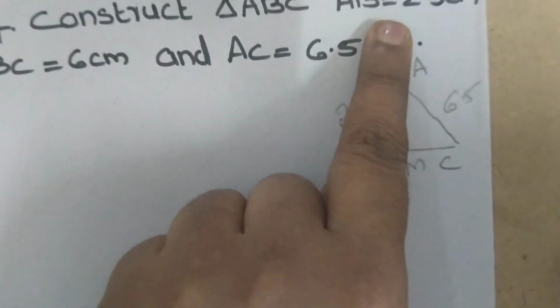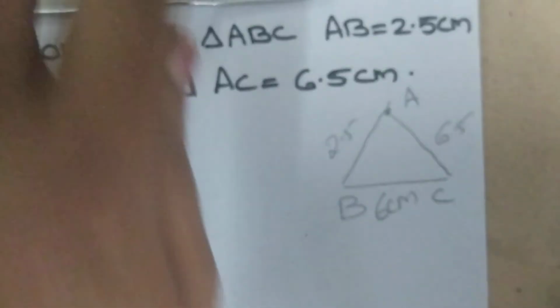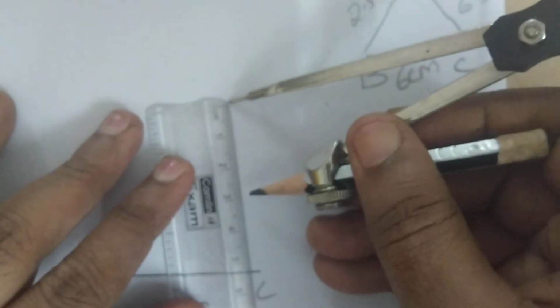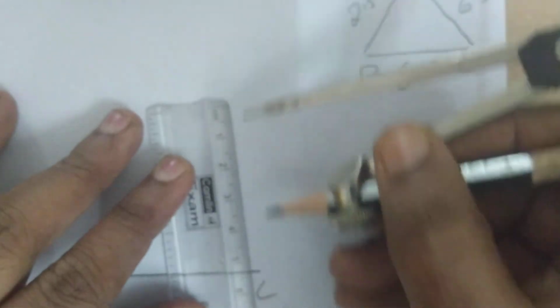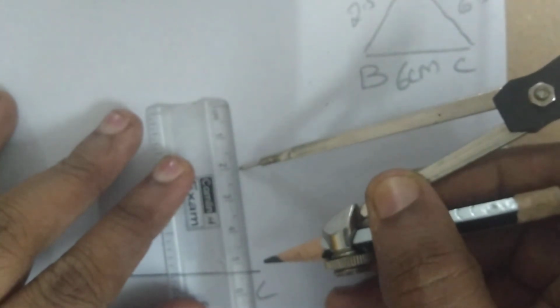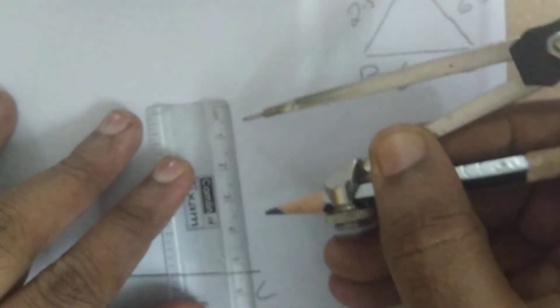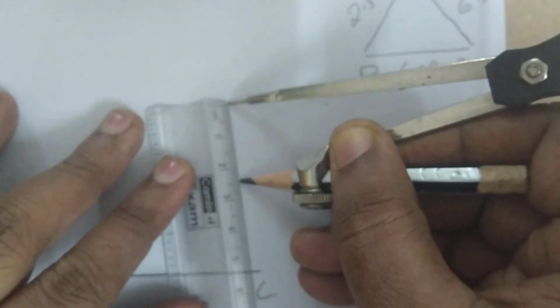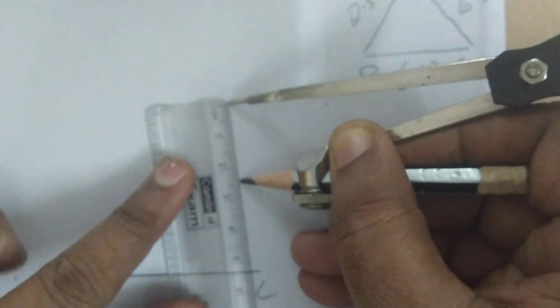What is the AB side value given in the question? 2.5 centimeter. So take your compass and scale. From 0 to 2.5 means between 2 and 3, the fifth line represents 2.5. Take the measurement 2.0 to 2.5 for AB side.